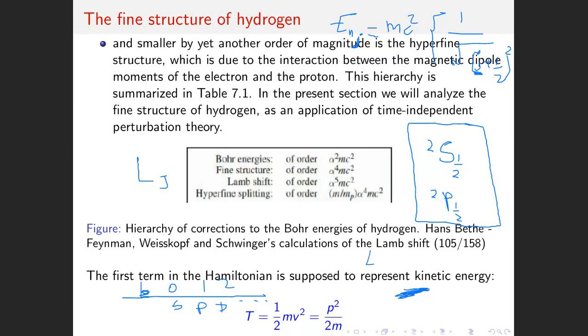And what Lamb actually did was that Lamb and his student Rutherford measured these things, and to their surprise, they were splitting, which was contrary to what the Dirac picture, or the Dirac equation, was saying.